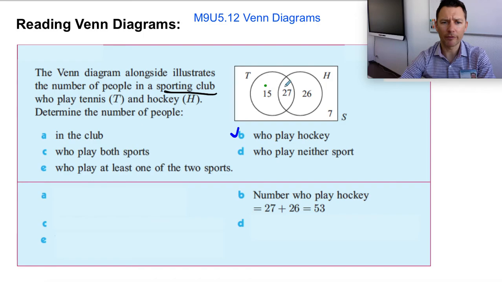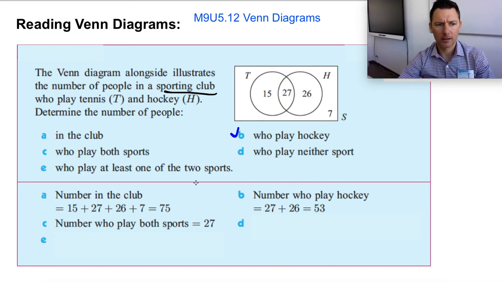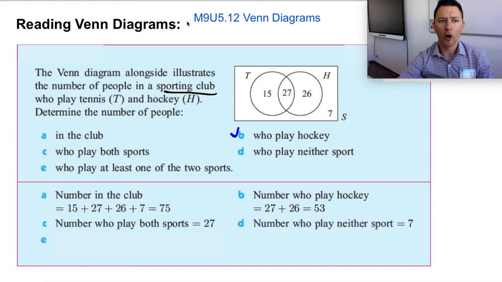So how many people in the club? Well, 15 and 27 and 26. And these 7 people that don't play either one, right? Maybe they swim, maybe they play badminton, maybe they fence. But either way, add them all up. Bing, 75. Okay. How we did hockey. How many people play both sports? Well, that one you're just reading right off the graph. 27. All right. Who play neither sport? Also reading it off the graph. 7. It's these people.